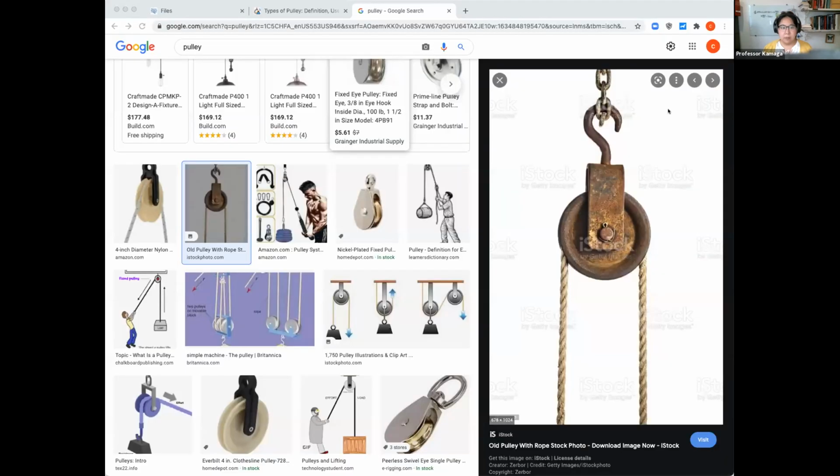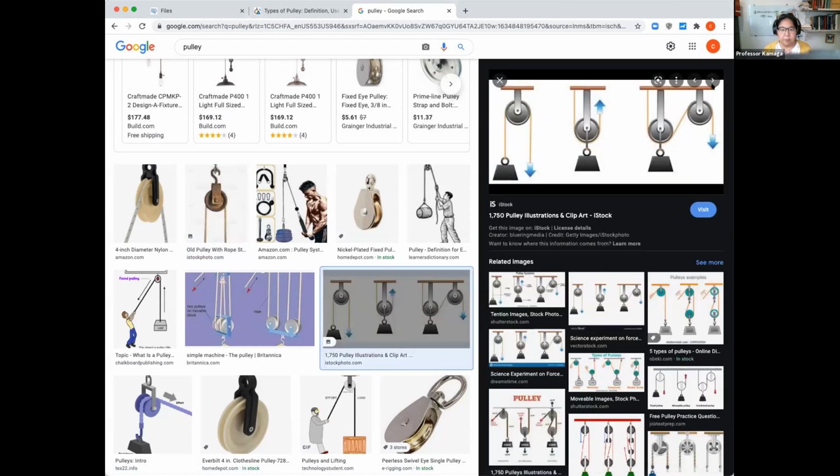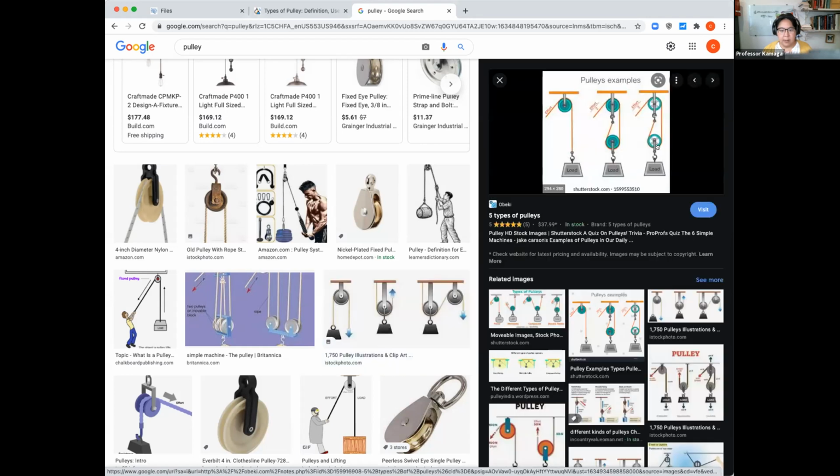In this video, I'm going to discuss Pulley Lab. So these are the pulleys. A pulley is a device to change the direction of a force that you exert. So you can pull down instead of pulling up, for example, in this picture you see. Or if you use a movable pulley, something like this, you can get a mechanical advantage.